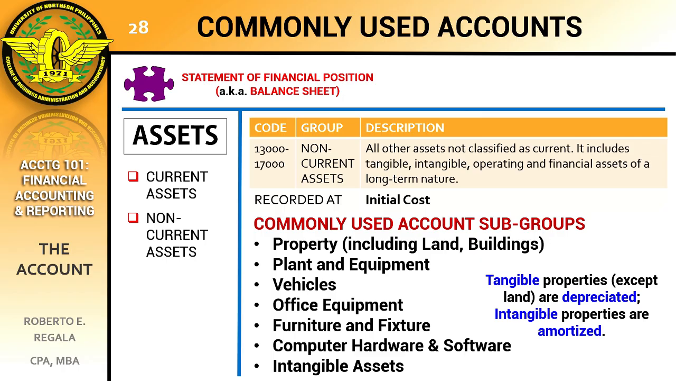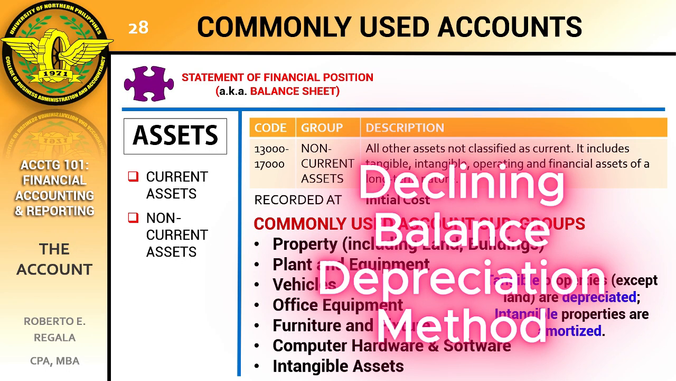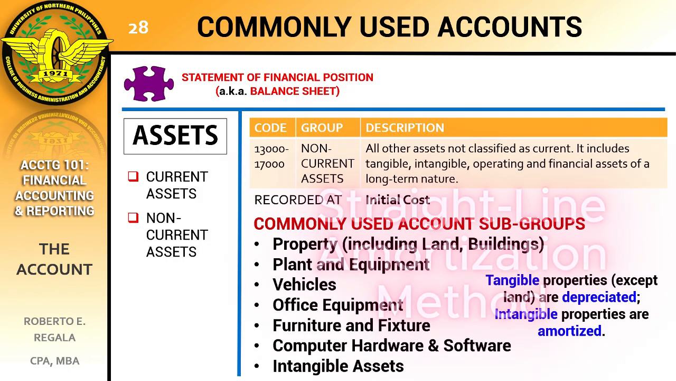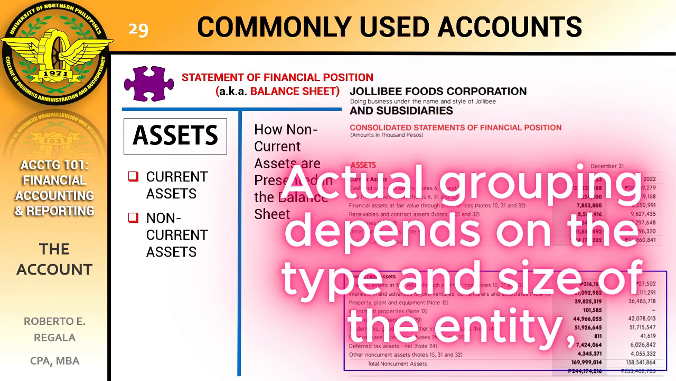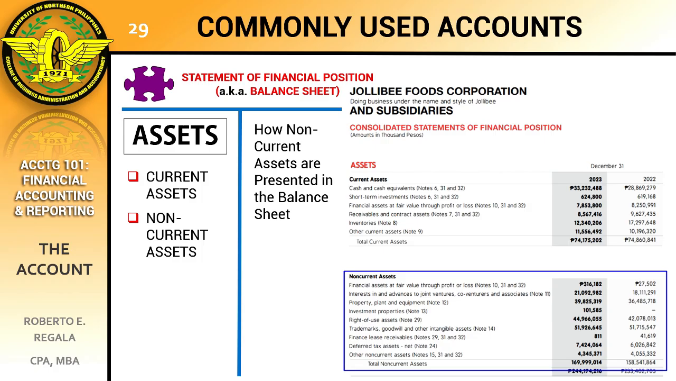For tangible assets like buildings or machinery, companies commonly use methods like straight-line depreciation or declining balance. For intangible assets like patents or copyrights, they usually use a straight-line amortization approach. The non-current assets accounts are presented on the balance sheet, usually subgrouped. The actual grouping really depends on the type and size of the entity and the volume and complexity of the transactions of the entity. Shown here is an example of a balance sheet showing the non-current assets section.